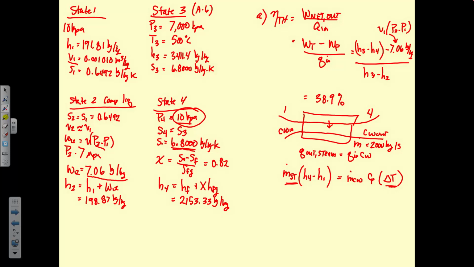And I think I missed a page from this. Should we have found the mass flow rate of the steam first from the output of the turbine? Yep.